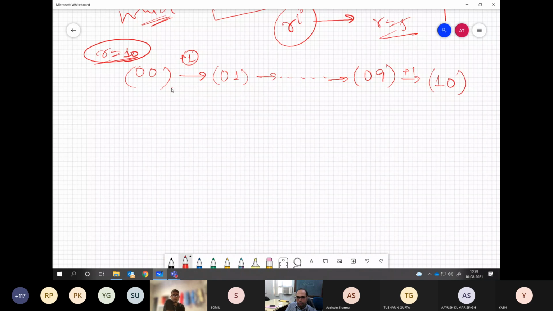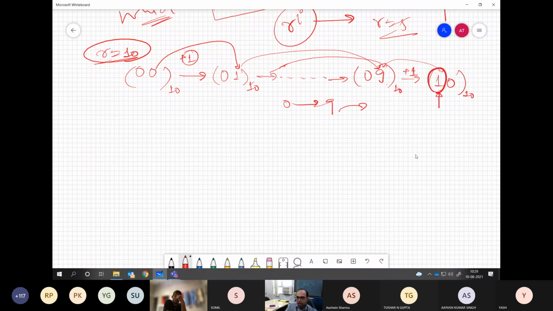So this rollover, what is happening on these bits, do you see any correlation with the previous one? Let's say when the least significant bit has rolled over, incremented from 0 to 9 and then incremented once more, then only this bit is changing. Are you understanding that?